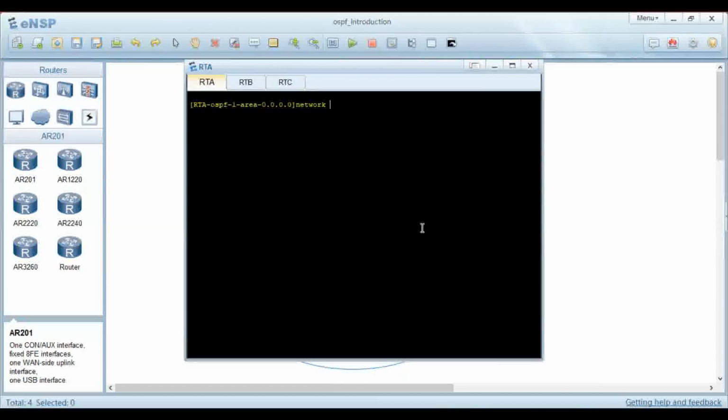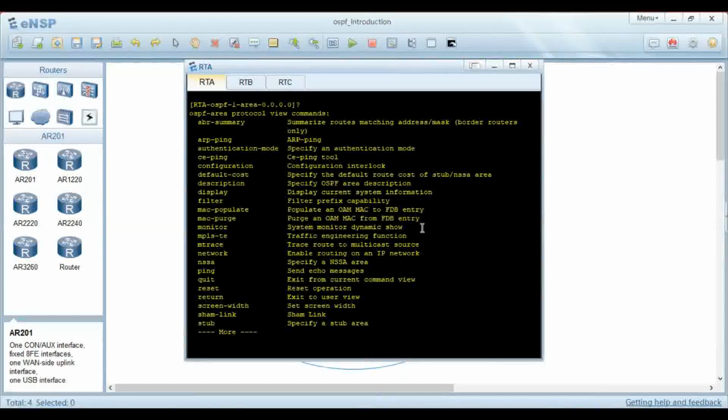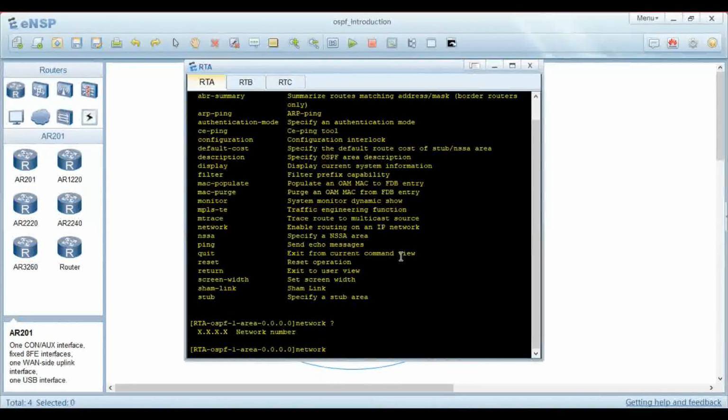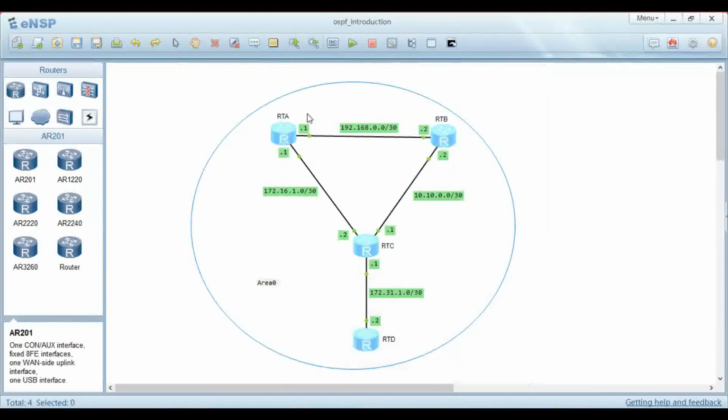If you type the word network and a question mark, let's see what network gives us. You see, network tells us enable routing on an IP network. This is the command we use to enable OSPF on the interfaces. So we can do network, and if you type a question mark, it tells you to give it the network number. The network number is basically the IP address. So it is the network IP address, not the interface IP address.